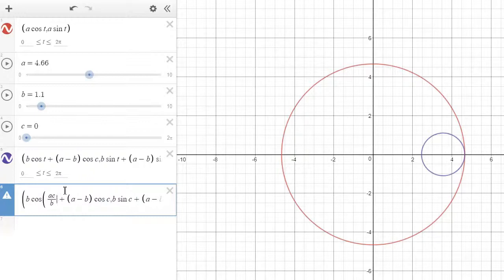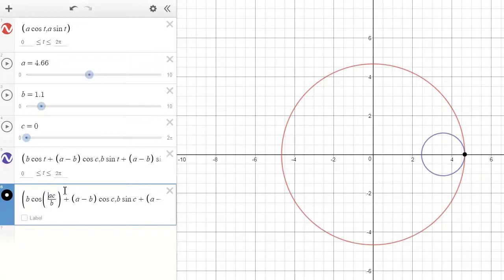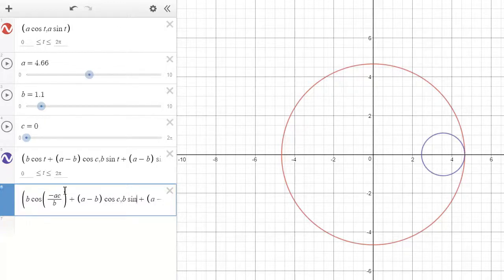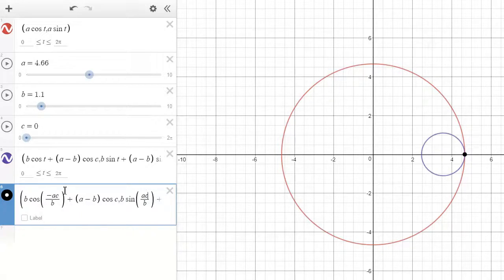It will be a minus. Stick a minus in there to get it to spin clockwise. And then same with this one here. Bracket AC over B, and then stick a minus in there, and then press play.